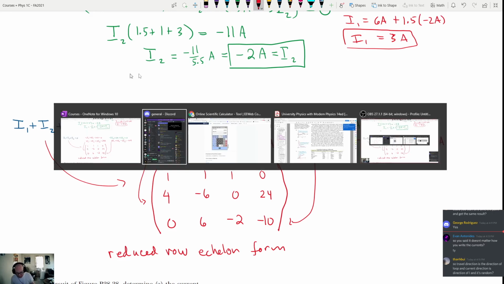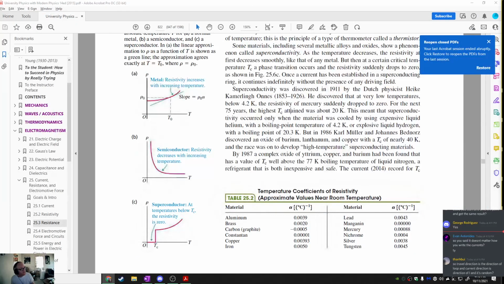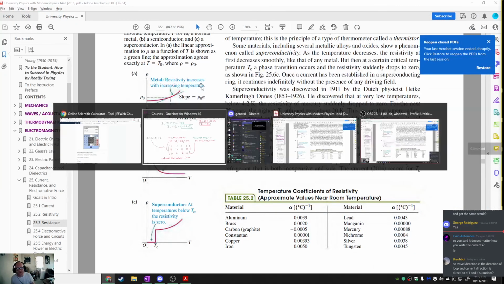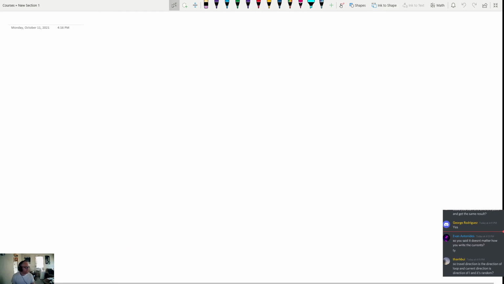Okay, so for the next part, I'm going to show you how to do this. You're going to need to use your own calculator to do this. I don't have a TI that I can show you to do this with. I'm just going to use an online calculator to do it. You're welcome to find one of these on the internet if you want to. There's a lot of different ones that you can find.